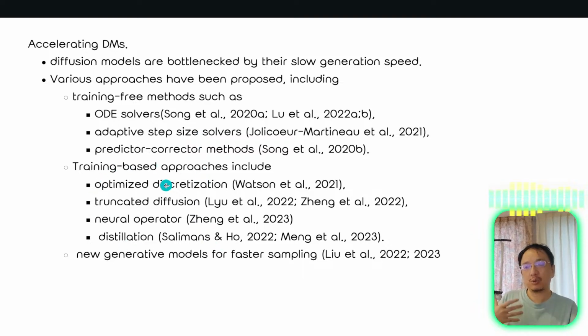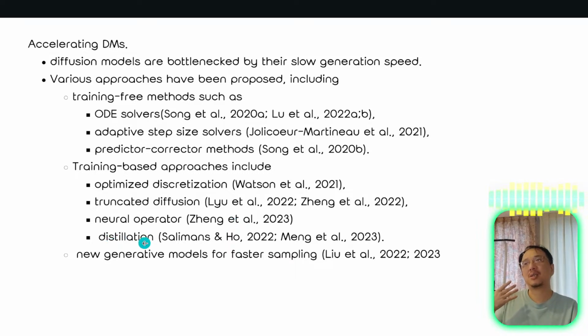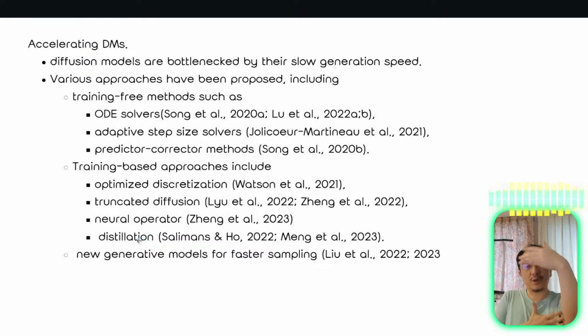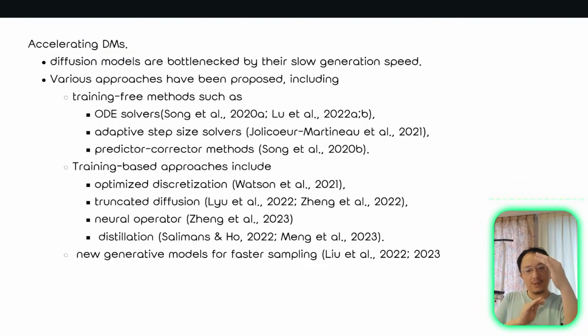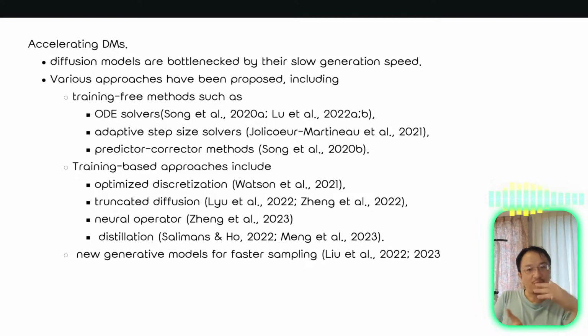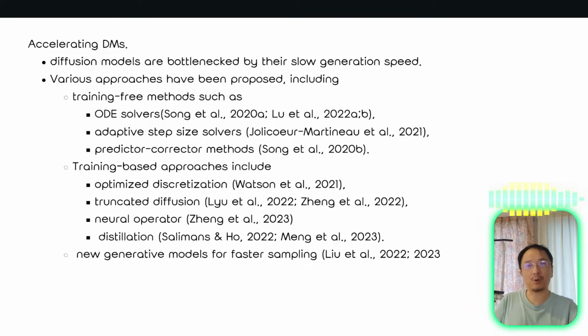Another method is to modify the training schedule and training algorithm. So we have optimized discretizations, truncated diffusions, neural operators, and also we can use distillation. Because we already have diffusion models, a lot of people try to use distillation to distill a smaller model from a larger model to make it more efficient. So that's a very popular approach.